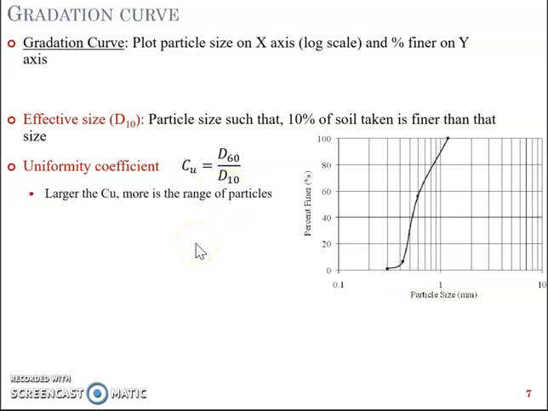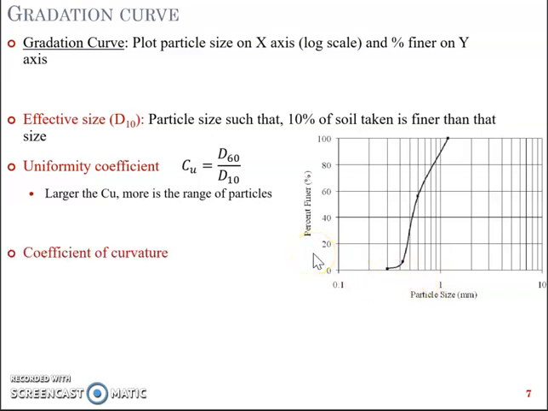The larger the Uniformity Coefficient, the more is the range of particle sizes. As you can intuitively know from the graph, when the difference between D60 and D10 is greater, it means that you have a very high range of particles.